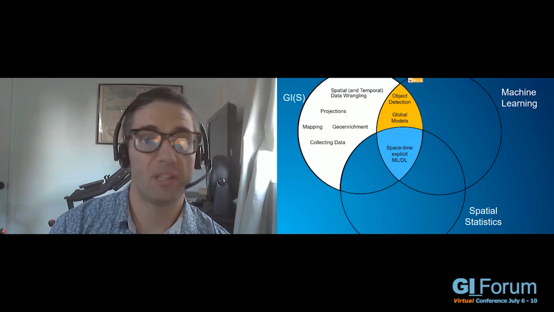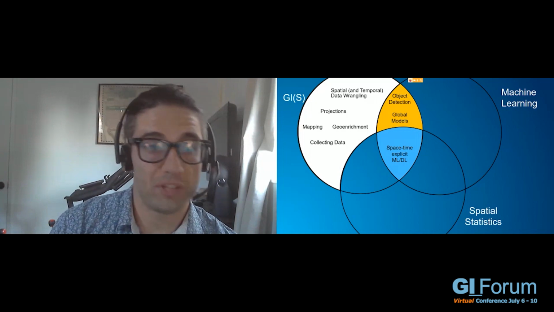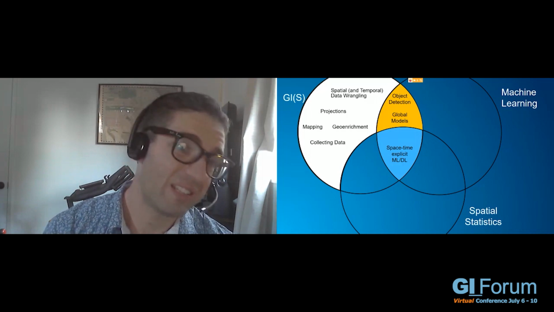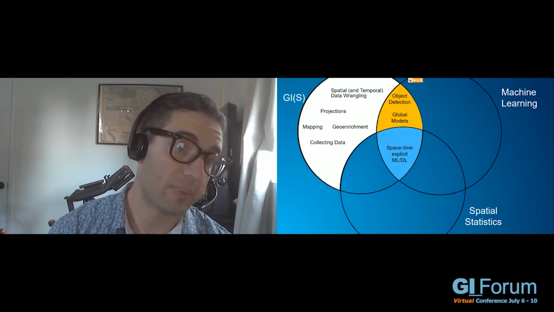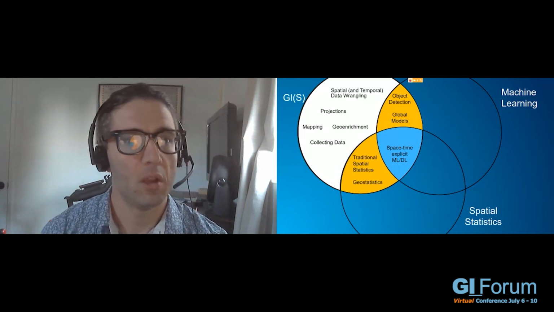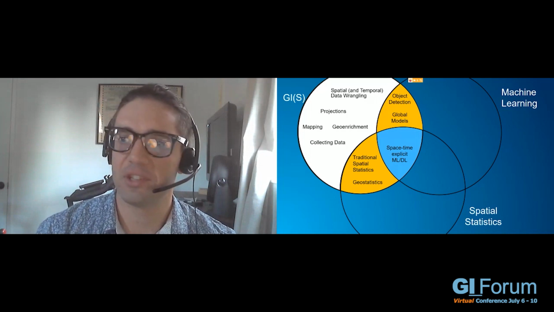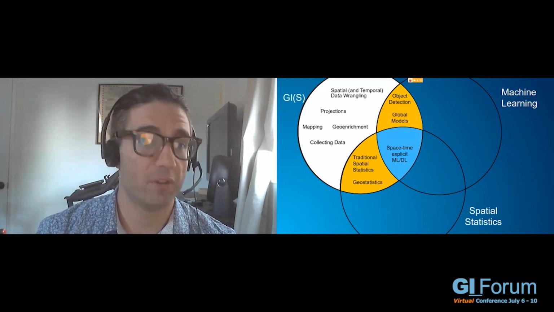But of course, we see more and more advanced methods coming up that leverage neural network architectures such as LSTMs and represent space and time for these particularly complex models. And of course, at the intersection of GI science and spatial statistics, these are the research that we have done for a very, very long time.